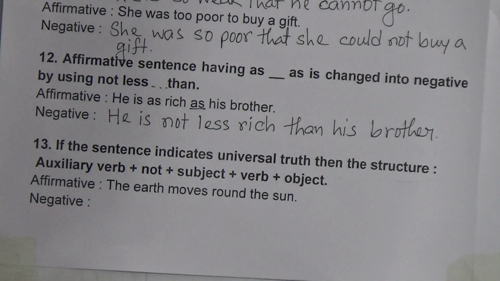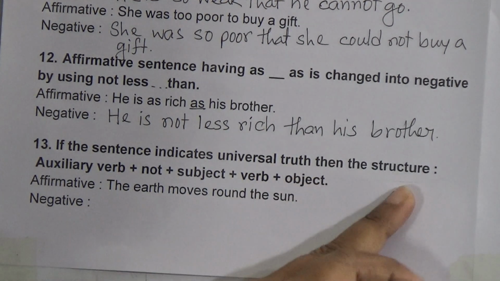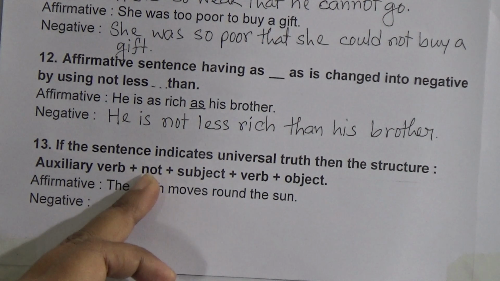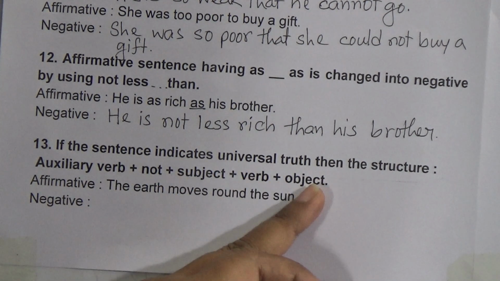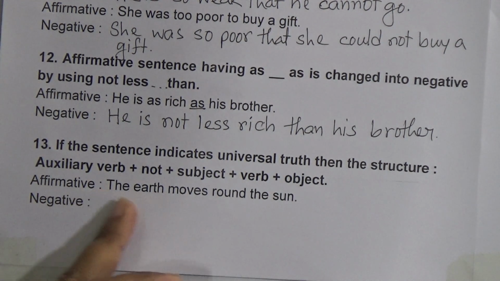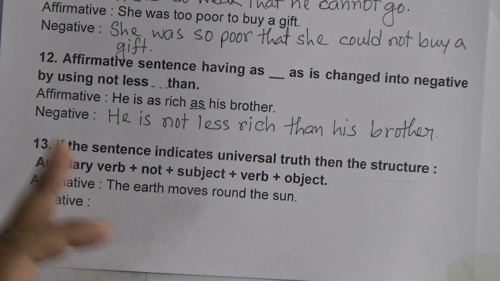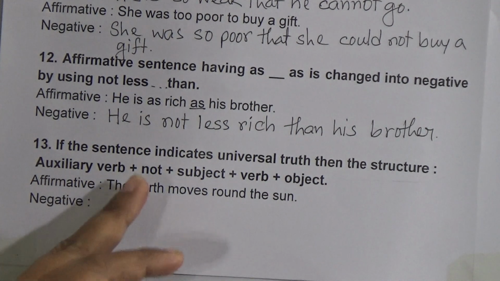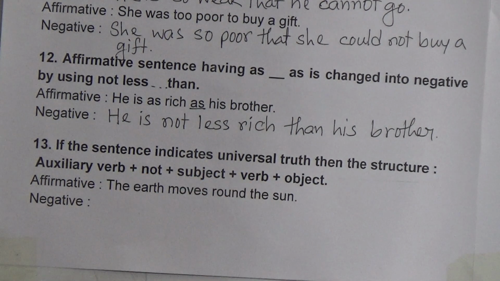So now next rule: if the sentence indicates universal truth, then the structure will be auxiliary verb plus not plus subject plus verb plus object, and you must put a note of interrogation. Now look, the earth moves round the sun. So this sentence is universal truth, and our structure will be auxiliary verb plus not plus subject plus verb plus object. So let's do this example. The earth moves round the sun. So what will be the answer? Yes, I know all of you know it.